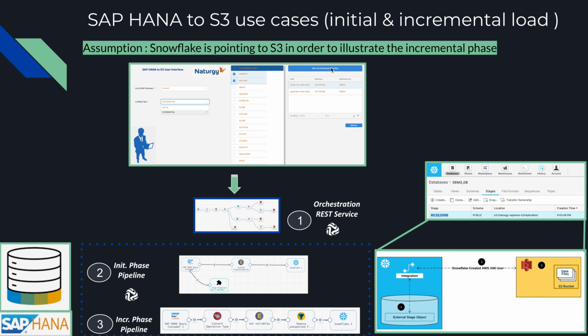So for this demo purpose, here is an overview of the overall architecture. I provisioned an SAP HANA in the cloud, and I already created a demo database. And in terms of pipelines, I created an orchestration of REST-based services in the Control Hub in StreamSets.